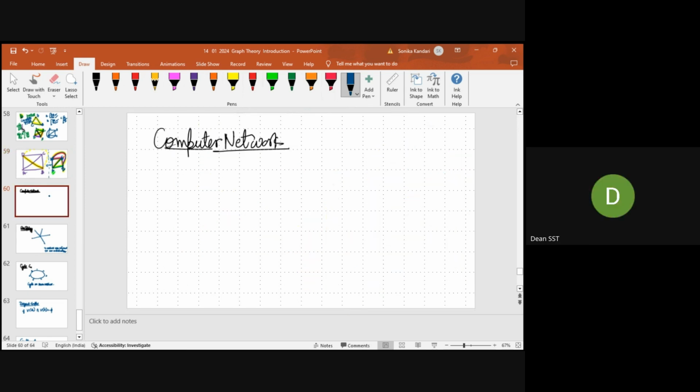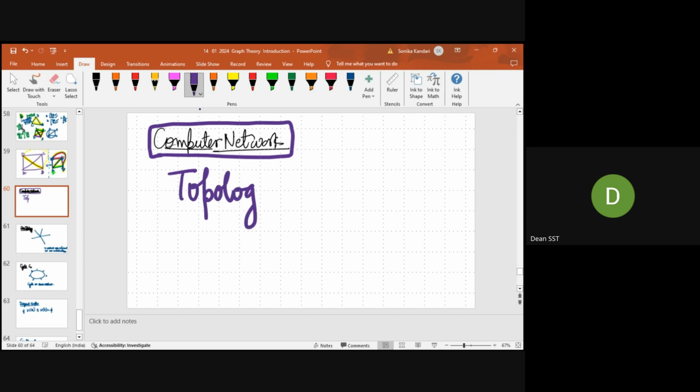Have you seen a computer network? The computer network makes practical use of the complete graph. In computer network, we have different forms of topologies. Have you studied those topologies? Yes. Do you remember star topology? Mesh topology.